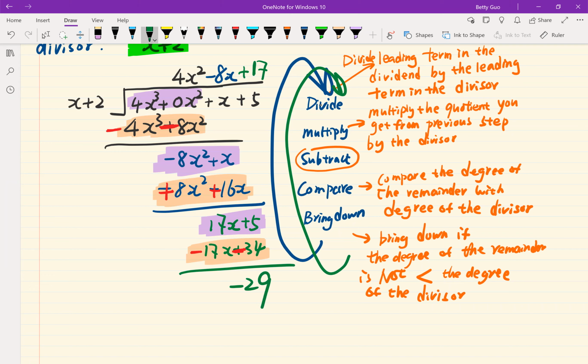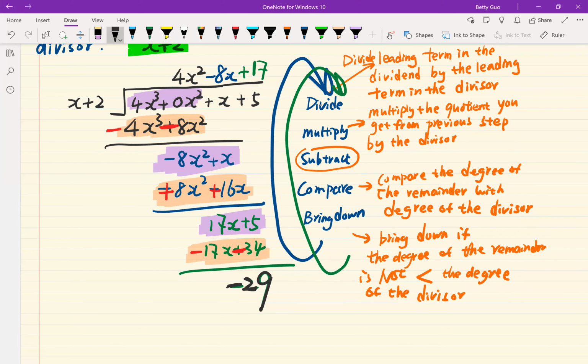Negative 29. Let me write in a different color. Negative 29, the black, is the new remainder, right? Tell me what's the degree of the new remainder, negative 29? 0, it is a constant, very good. What's the degree of the divisor? 1. Finally, the degree of the remainder is strictly less than the degree of the divisor, right? Yes? Okay, we can stop here. So when we see the degree of the remainder is strictly less than the degree of the divisor, the process of long division is done.